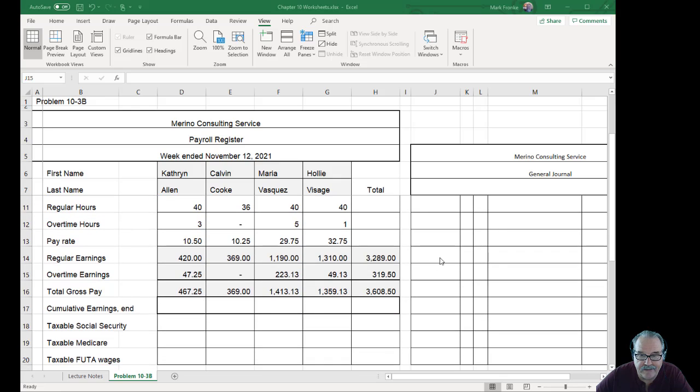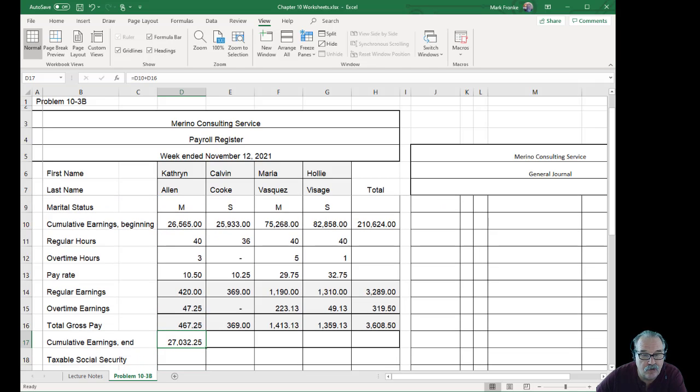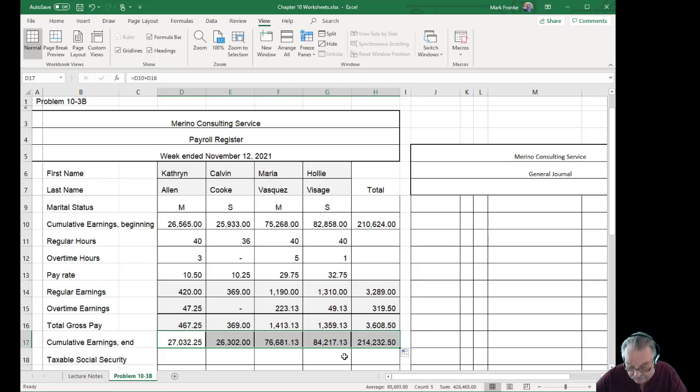Then, if I add together the cumulative earnings before this pay period, which is up in row 10, with the earnings for this pay period, I'm going to get a new amount of cumulative earnings, $27,032 for Catherine, and I'll just go ahead and copy it across. I know Excel is a lot easier than with a pencil, but that's okay. So we have new cumulative earnings for each one of these employees, the total of $214,232.50.